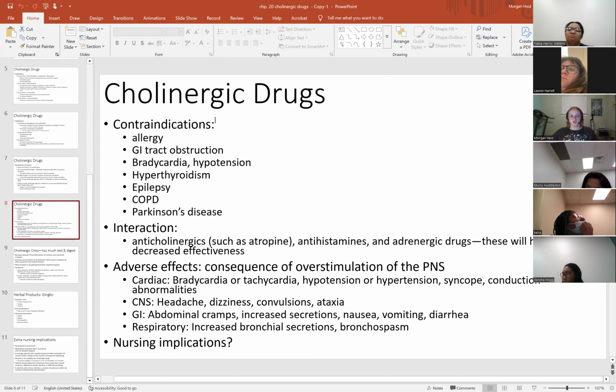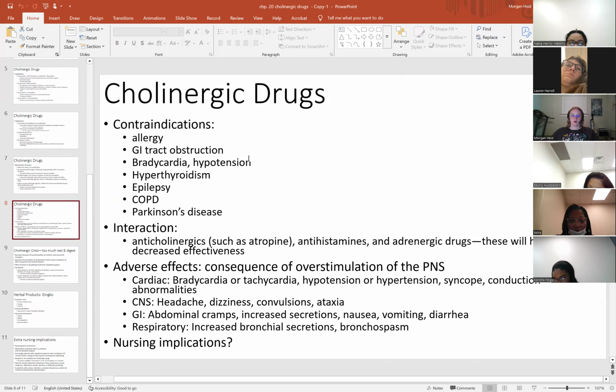All right. So for my contraindications, allergy is always a contraindication, so I'll never test you on that. It should just be a given. Okay. If you're allergic to something, you shouldn't take it. Okay. GI obstruction is going to be a contraindication. Okay. Bradycardia or hypotension, hyperthyroidism, epilepsy, COPD, and Parkinson's disease. Okay, so if you have any of these issues, it is not safe or it is at increased risk to take a cholinergic medication.